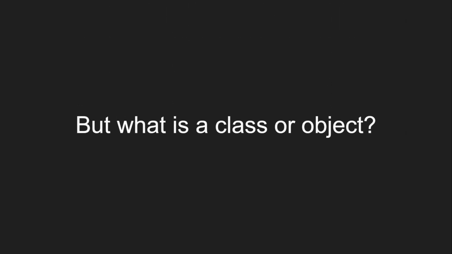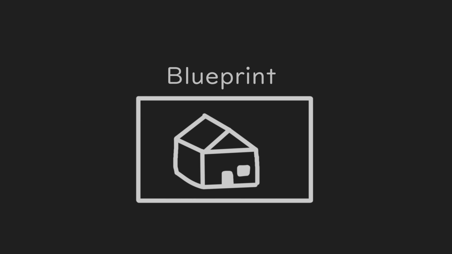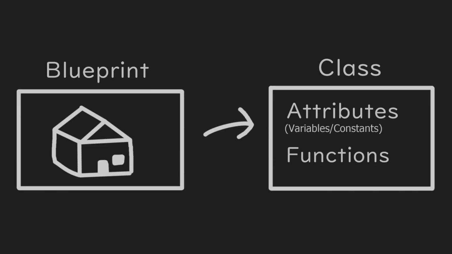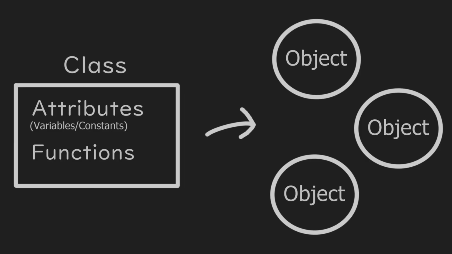But what is a class or object? Well, a class we could compare to a blueprint. This comparison is used quite often. A class is a set structure of attributes and functions. An object is something we create using a class. It will contain the structure of attributes from that class, which can then be assigned the values we want, as well as have the functionality of that class. This enables us to make many variations of this class.